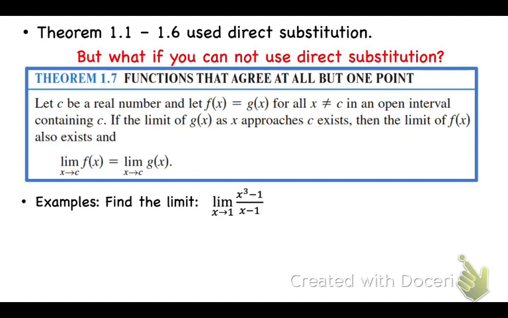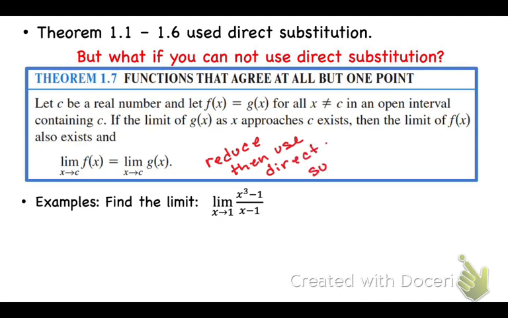So let C be a real number and let f of x equal g of x for all x not equal to C on an open interval containing C. If the limit of g of x as x approaches C exists, then the limit of f of x exists. So basically it says reduce. Then use direct substitution.